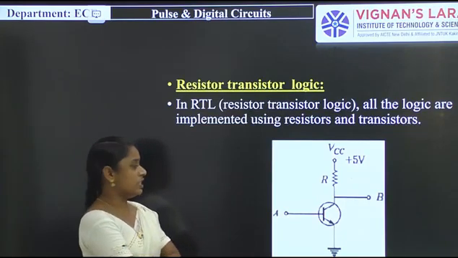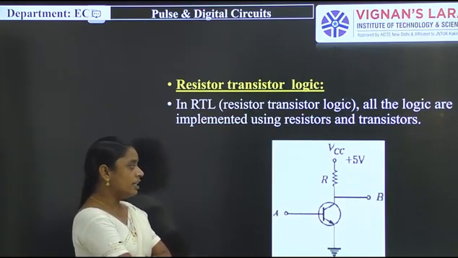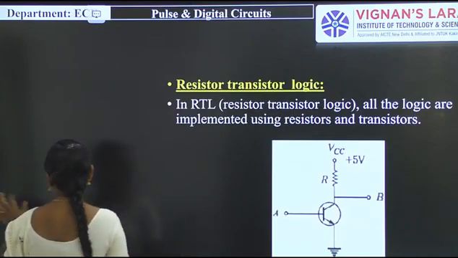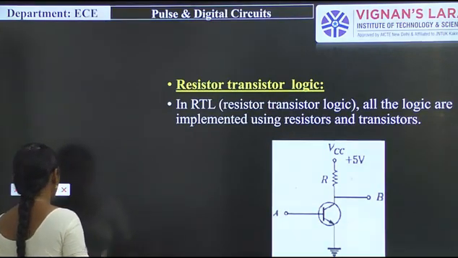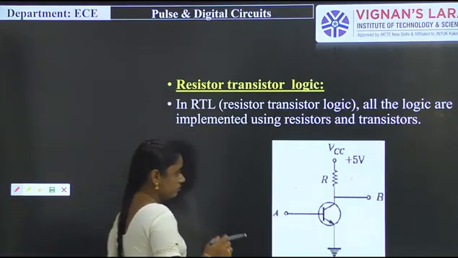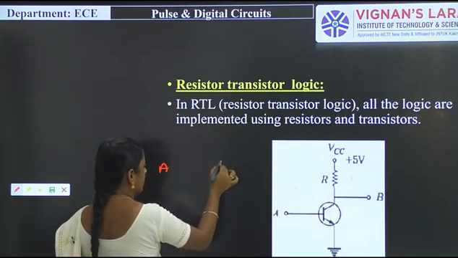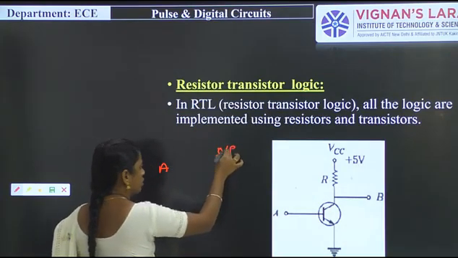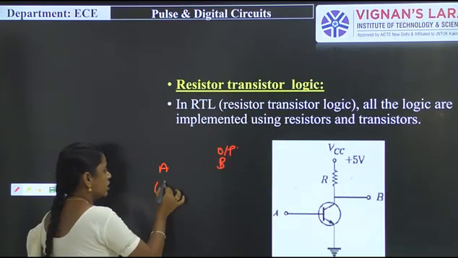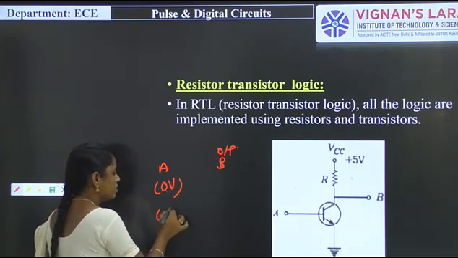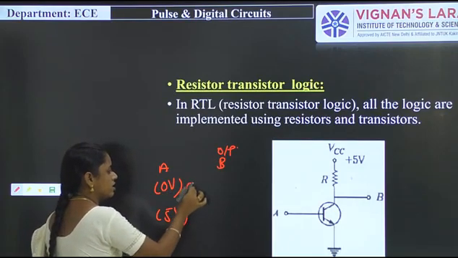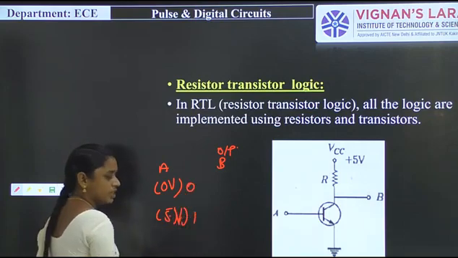What is the function of this RTL? Whenever the input signal A is equal to VCC, I am taking the input as A and the output as B. So this is a positive logic, 0 volts and 5 volts. 0 represents logic 0 and 5 volts represents logic 1.